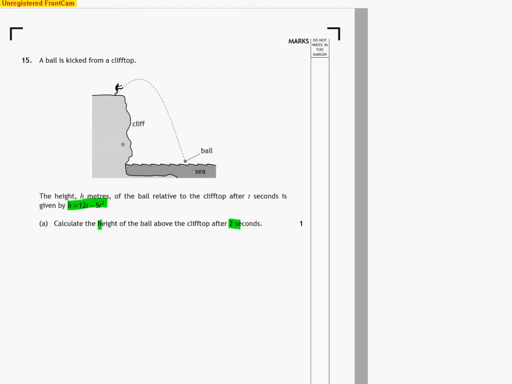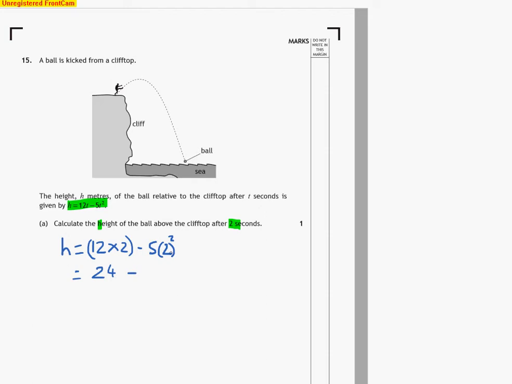So we're going to calculate the height. We need to work out the height after 2 seconds. So we're going to do 12 times 2, and we're going to take away 5 times 2 squared. There's only one mark, so we can't really make any mistakes here, and it's quite straightforward. 12 times 2, 24.